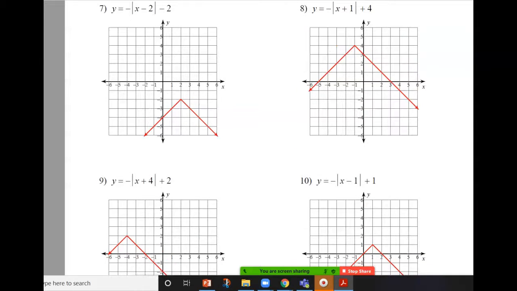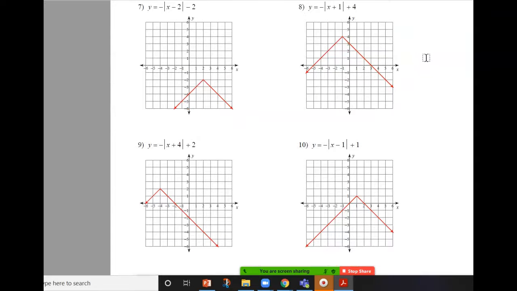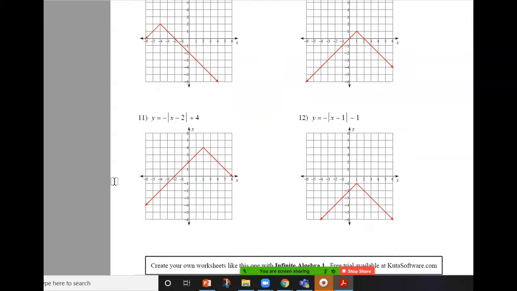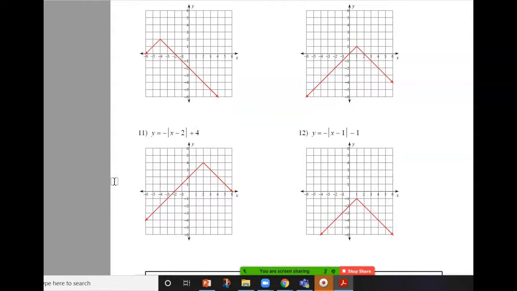Okay, here's 7 through 10. So number 7, your vertex is at 2, -2. In 8, my vertex is at -1, 4. 9, it's at -4, 2. And 10, it's at 1, 1. And then there's 11 and 12. So my vertex in 11 is at 2, 4. My vertex in 12 is at 1, 1.